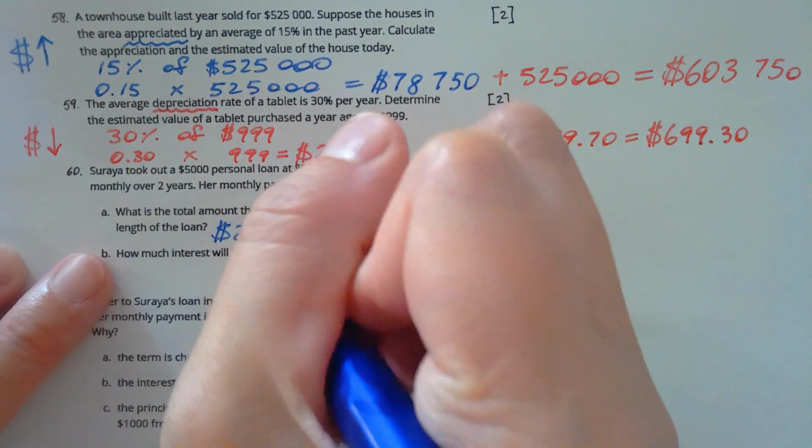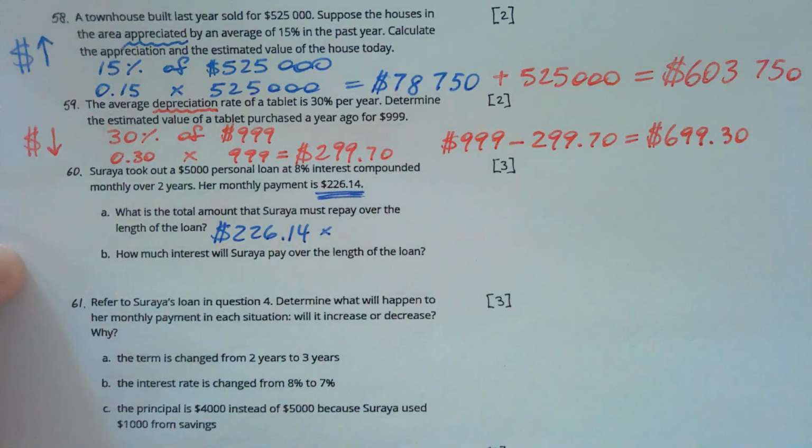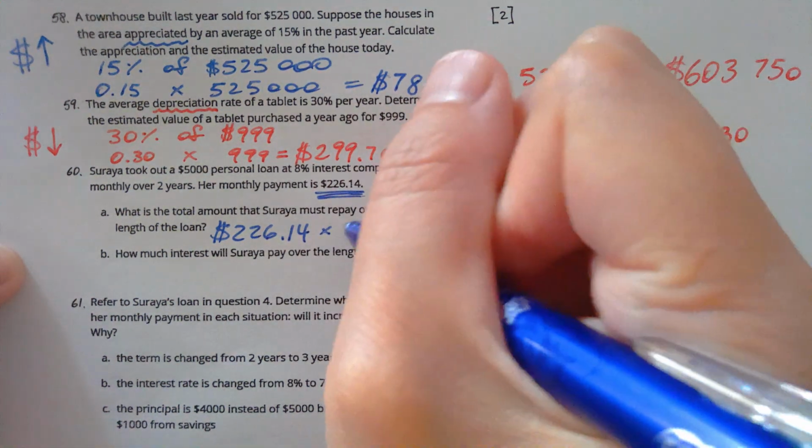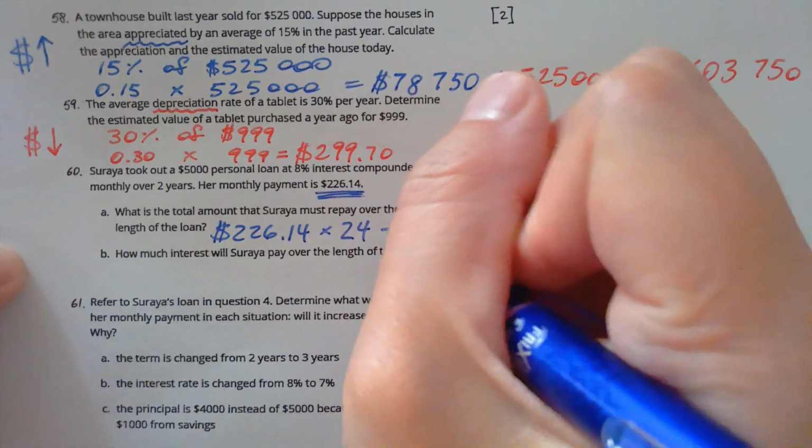So 226.14, I just have to times it by the term. What should I times it by? Should I times it by 2? Sorry? I heard it over here. 24. Yes, you said 24. It must be the patty in her mouth. That's why I couldn't hear.